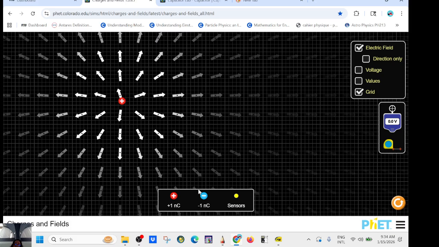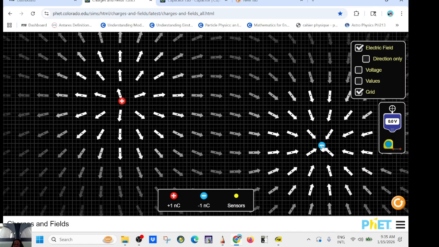So I can do a random distribution. Remember, a positively charged object, if it's spherical, the electric field is going to be blown away. Positive charge is a source. The electric field always goes outward. Imagine it's like a hair dryer. And negative charge is the opposite. It's a sink. So the electric field goes in.